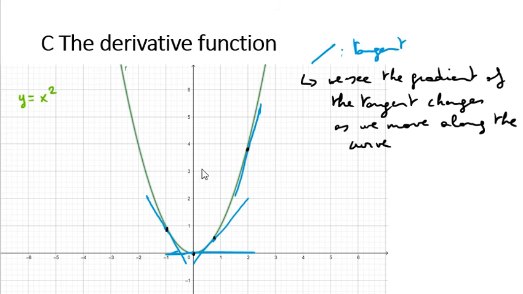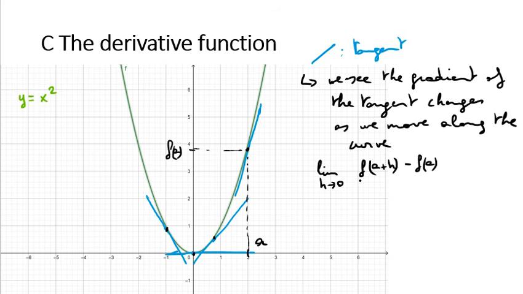We know how to find the gradient of the tangent that goes through a specific point. Let's say this point here. Let's say we have here A, just a specific point, and here we have f of A. In this point, this is the tangent, and the gradient of the tangent is equal to the limit as h approaches 0 of f of A plus h minus f of A divided by h.